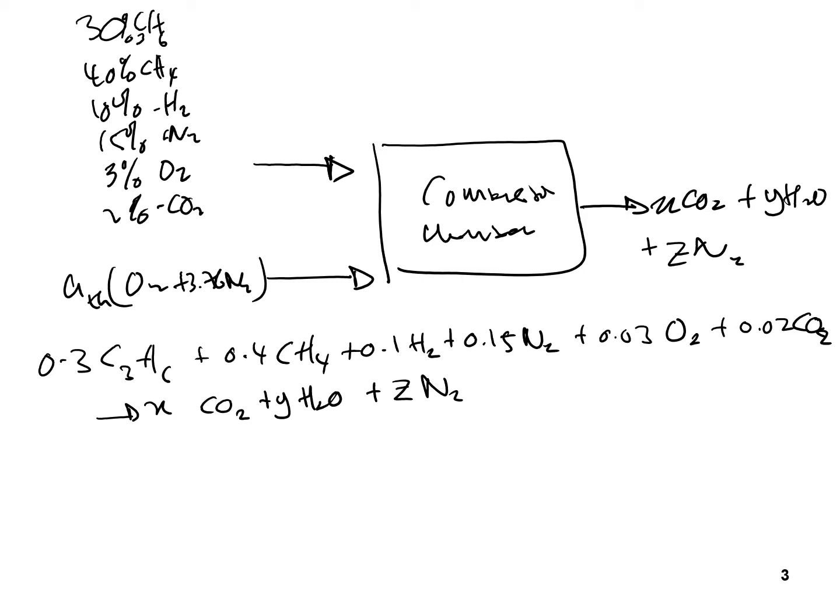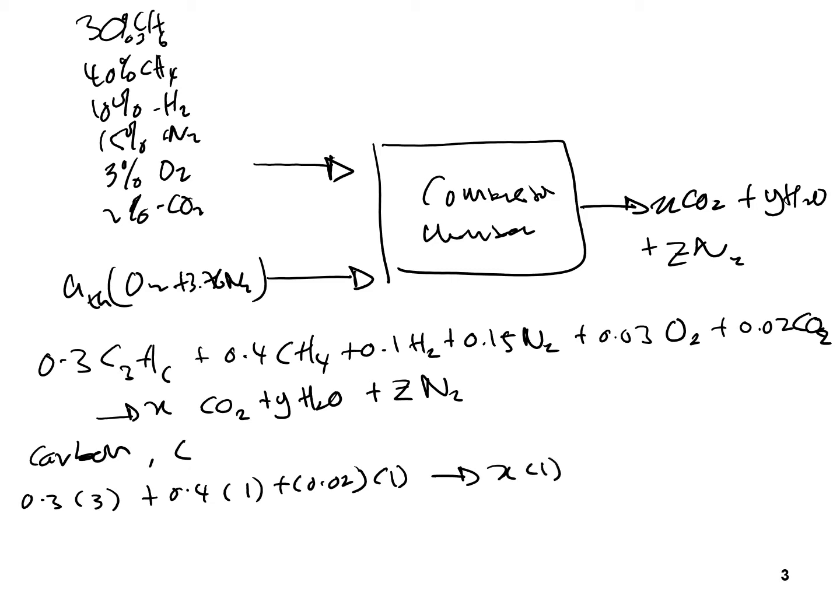Okay, so we do the carbon balance first, which is 0.3 times 3 plus 0.4 times 1, and then plus 0.02 times 1, that produces x times 1. So x is equal to, please calculate what is it? Please calculate the carbon. 1.32, yes.